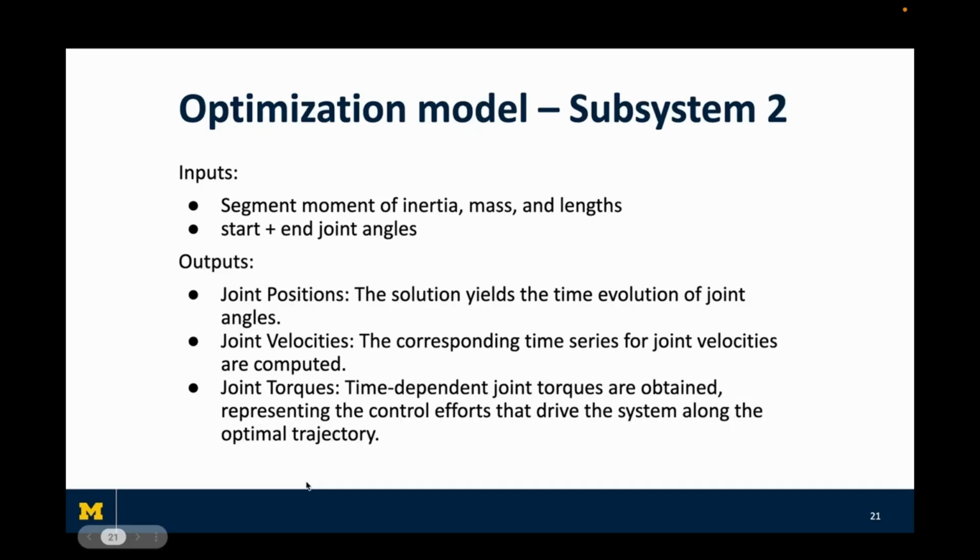Subsystem 2 of the optimization model is the path planning subsystem. The inputs of the subsystem are the segment moments of inertia, masses, and lengths, as well as the start and end joint angles of the motion. The outputs of the subsystem are the joint positions, joint velocities, and joint torques, all of them parameterized as a discrete function of time.